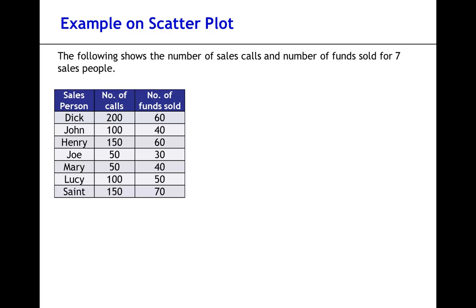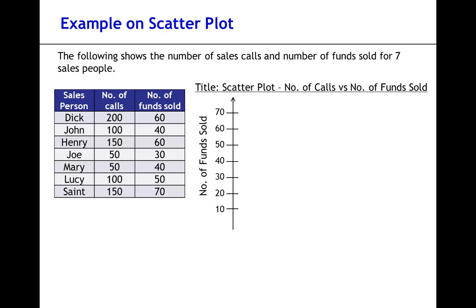In this example, we are shown the sales info of 7 people. How do we draw the scatter plot? Well, the number of funds sold is dependent on the number of calls made. So the number of funds sold is the dependent variable, which is represented on the y-axis, and the number of calls is the independent variable, which is represented on the x-axis.